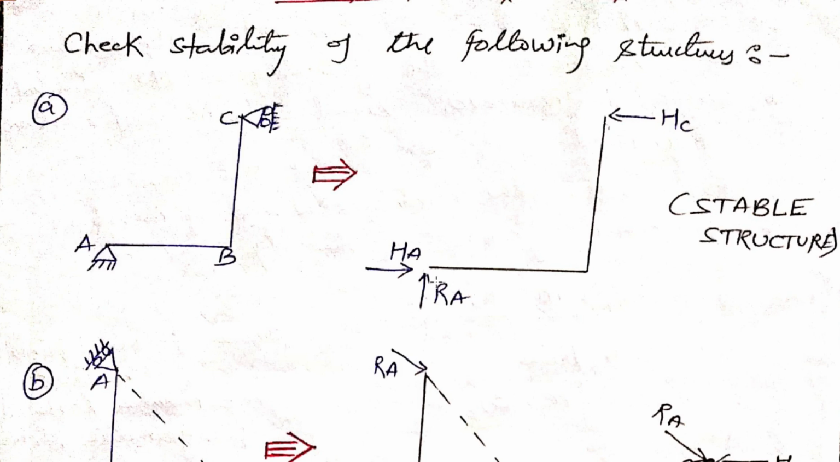Okay, one is horizontal reaction, that is HA, and one is vertical reaction over the hinge support. So this is RA, and here we know at the roller support we have one reaction which is normal to the support. So this is your HC, which is normal to the support. So this structure is stable, since these reactions are non-parallel and non-concurrent. So non-parallel and non-concurrent we have to remember.